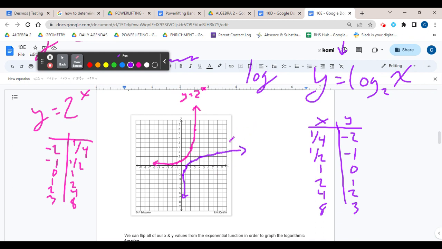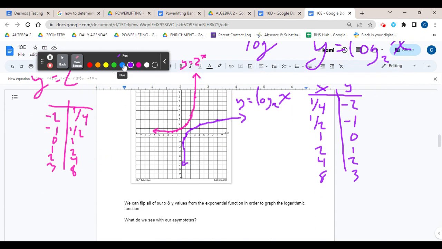Okay, so this function right here is going to be y is log base 2 of x. Okay, it's going to look something like that. So we flip all of our x and y values from the exponential function in order to get the logarithmic function, and we sort of did that over here in comparison to our original logarithmic function that we did over here in pink.